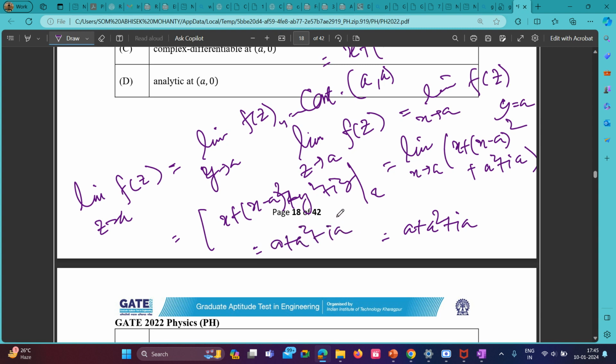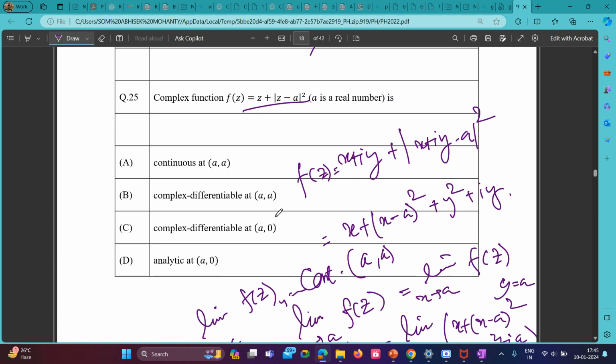So you can see those are matching. That means they are continuous. That way you can also prove that they are complex differentiable at a and 0. So options A and C will be the correct options. This was question number 25.